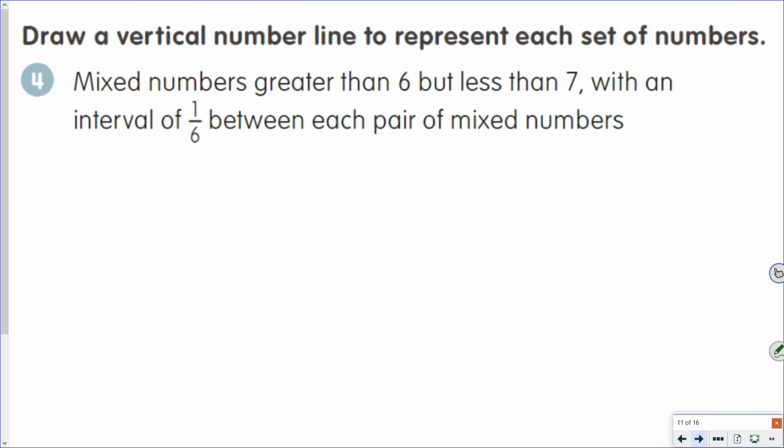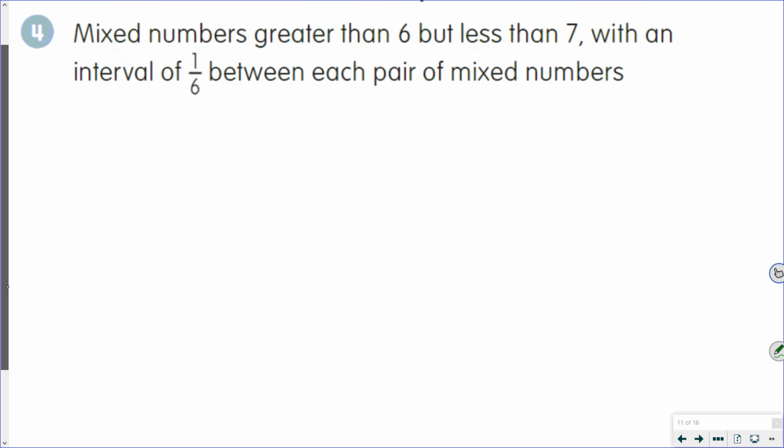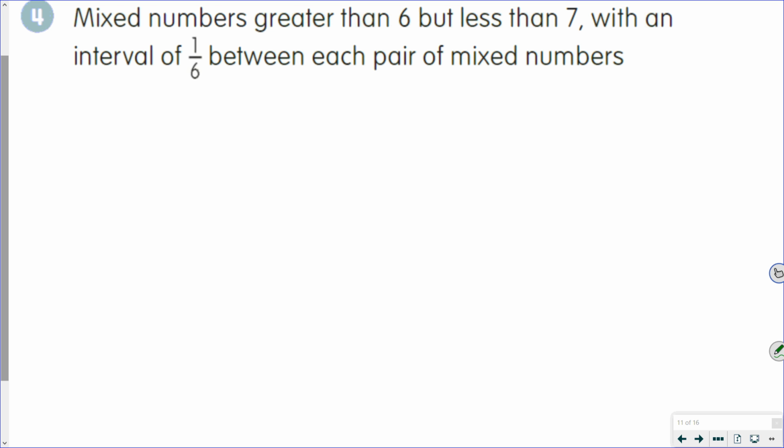We're going to draw a vertical number line to represent each set of numbers now. And so we want mixed numbers greater than 6, but less than 7 with an interval of 1/6. So again, we want a vertical number line, so we're going to start at the bottom, work our way up. So we want to be greater than 6, and our interval is 1/6. So we'd have 6 and 1/6.